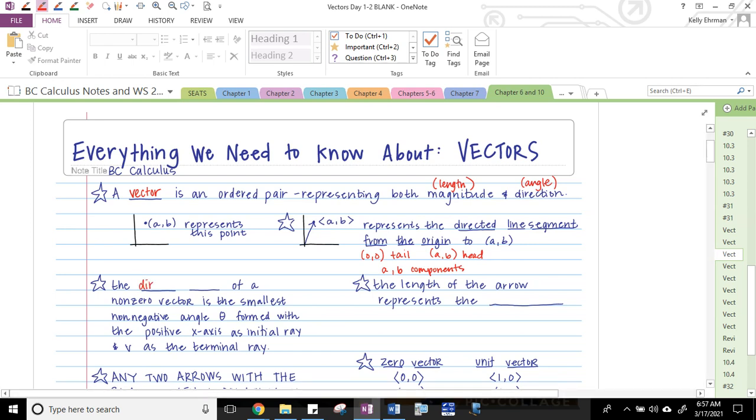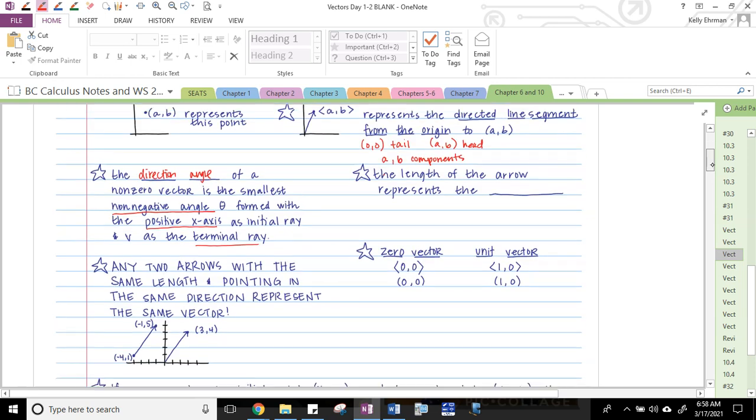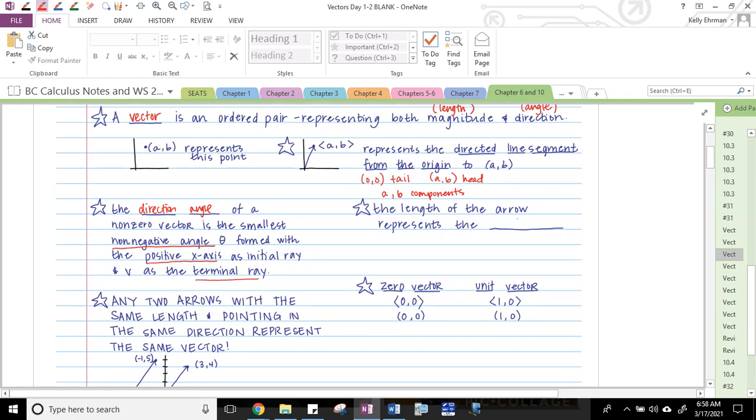The direction angle. The direction angle of a non-zero vector is the smallest non-negative angle theta formed with the positive x-axis as its initial ray, and then you've got a terminal ray as well. So that's important because you'll want to know which direction you're rotating basically for that angle. All right, the length of the arrow represents the magnitude.